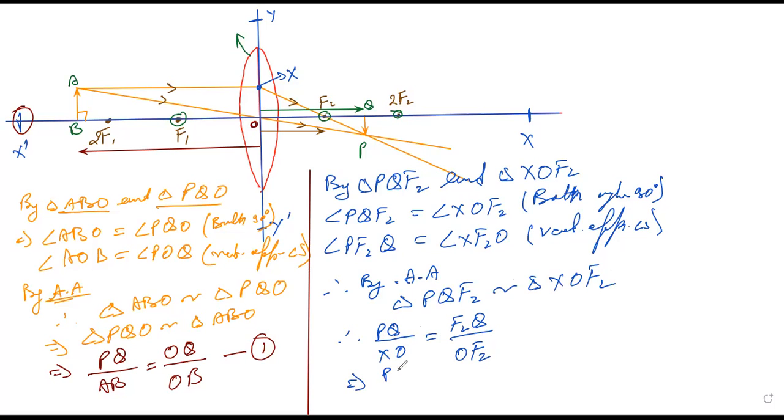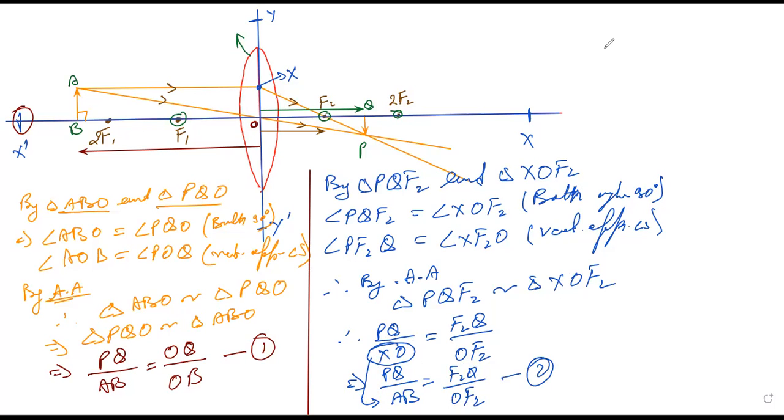Okay, so over here I'm going to change a little bit. See, PQ by, instead of XO, I can write AB. Why is it so? Because you can see that AX is parallel to the principal axis, that is BO. When lines are parallel, they are equidistant from each other. So XO can be equal to AB. So it is equal to F2Q by OF2. This one I'm going to take as equation 2.